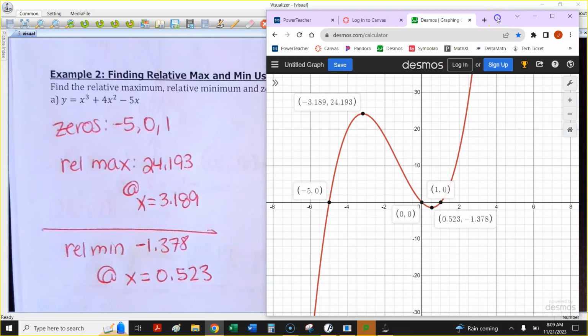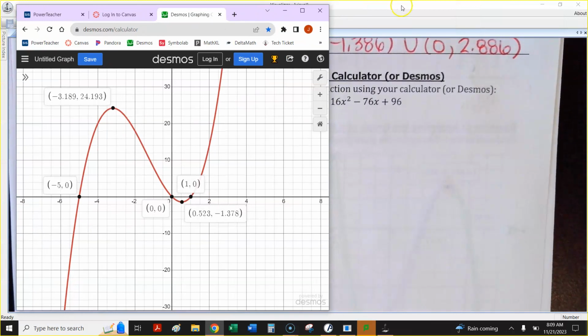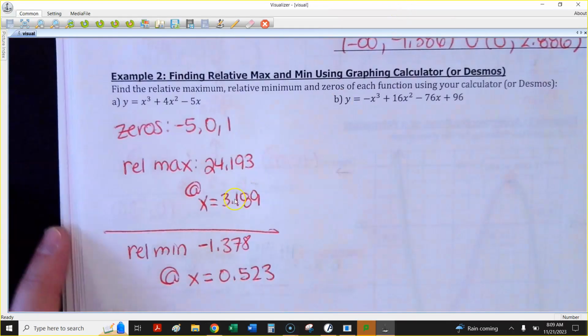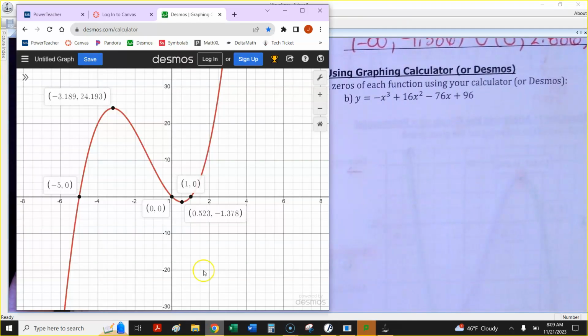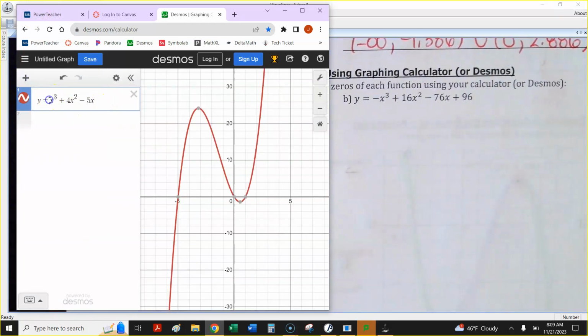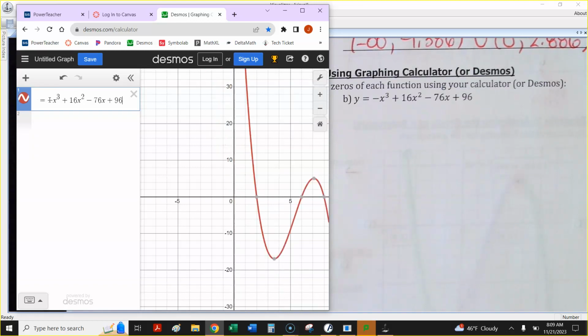Okay, I'm going to scooch this graph to the other side real quick so I can type this equation in. This one I've got negative x cubed, so you can just use the negative key in front of that. And then it's plus 16x squared minus 76x, and then plus 96.